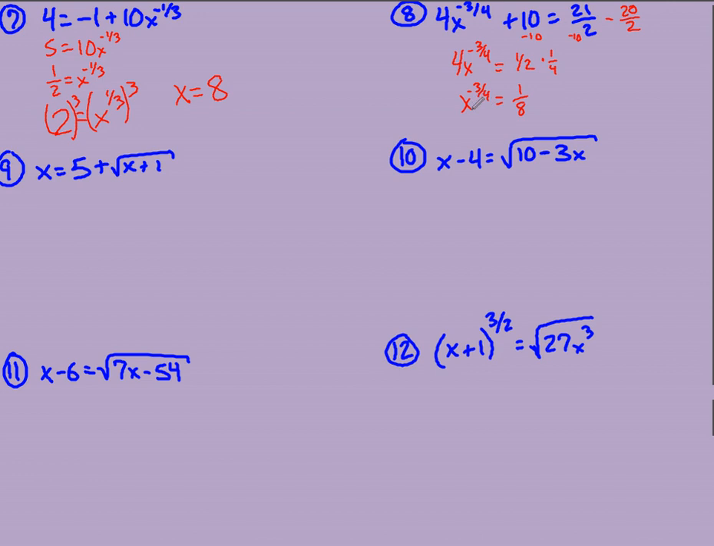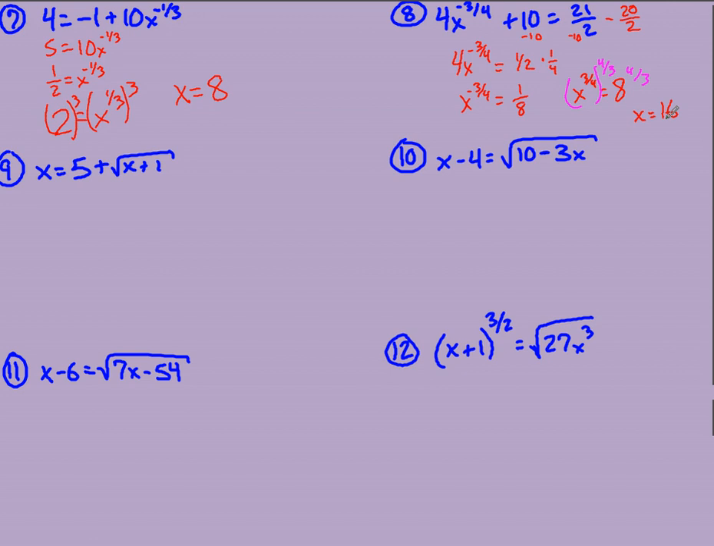Get rid of the negative exponent by flipping the fraction on the other side. X to the 3/4 power now equals 8 over 1. And to get rid of that, I need to then raise both sides to the 4 over 3 power. So the cube root of 8 for the bottom is 2. 2 to the 4th power is 16. And that's your final answer, x equals 16.